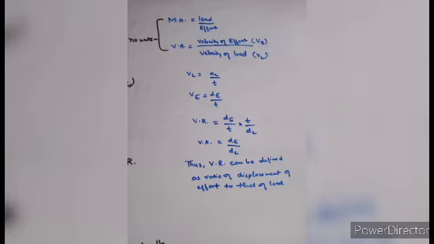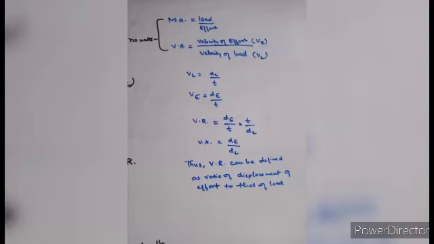Now velocity of a load, that is VL, is DL by T, and velocity of effort, that is VE, is DE by T. So velocity ratio will be DE by T upon DL by T, which gives us velocity ratio equal to DE by DL, which shows that the velocity ratio can also be defined as the ratio of displacement of effort to the displacement of load.